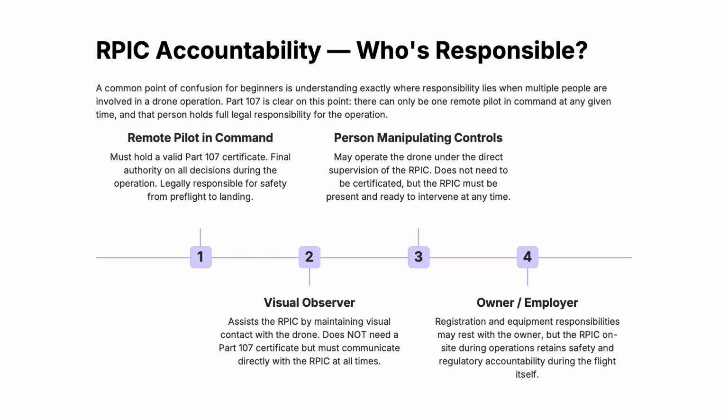The visual observer helps the RPIC maintain visual contact with the drone. They don't need a certificate themselves, but they must stay in direct communication with the RPIC the entire time. The person manipulating the controls can operate the drone under the RPIC's direct supervision without being certified, but the RPIC has to be present and ready to step in at any moment. And the owner or employer may handle registration and equipment responsibilities, but the on-site remote pilot in command is still the one holding safety and regulatory accountability during the actual flight.